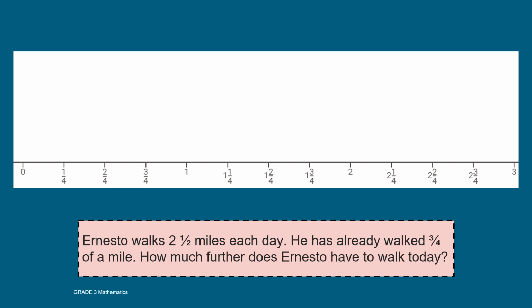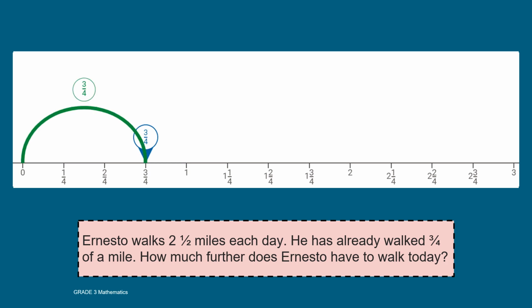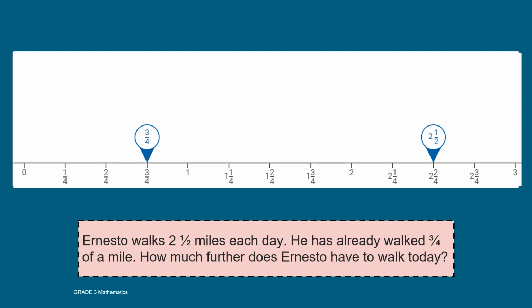Now let's think about what we know about Ernesto's walk. We know that he's already walked 3/4 of a mile. So I'm going to show that like this. We also know that Ernesto is going to walk 2.5 miles today. So we can mark that like this. We know that 2.5 is equivalent to 2 2/4 because they both lie halfway between 2 and 3. So now we just need to figure out how far it is from 3/4 to 2.5.